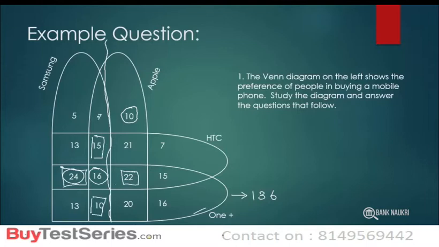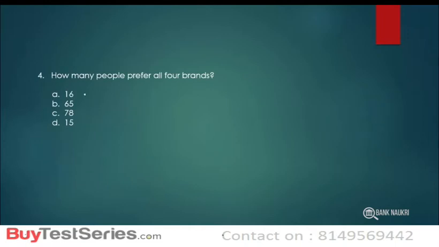Apple is here. Apple and Samsung only is here. Apple, Samsung and HTC over here. Apple, Samsung, HTC and OnePlus over here. So 16 people prefer all 4 brands. Hence the answer to this question is option A, 16. This is how we go about interpreting questions based on Venn diagrams.